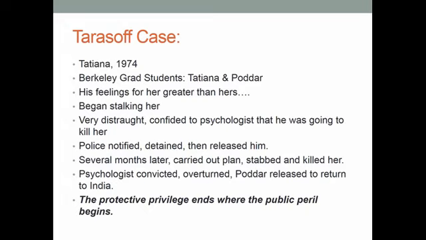So there is a gray zone, as there is with many things, but that is what the Tarasoff case is all about, and you will continue to hear about it in your professional life.